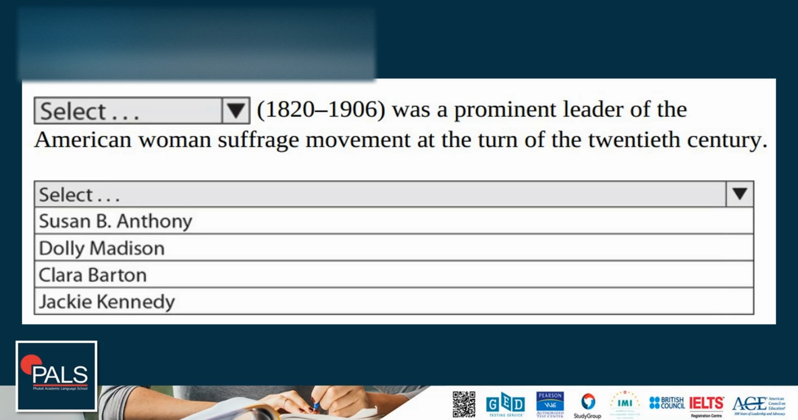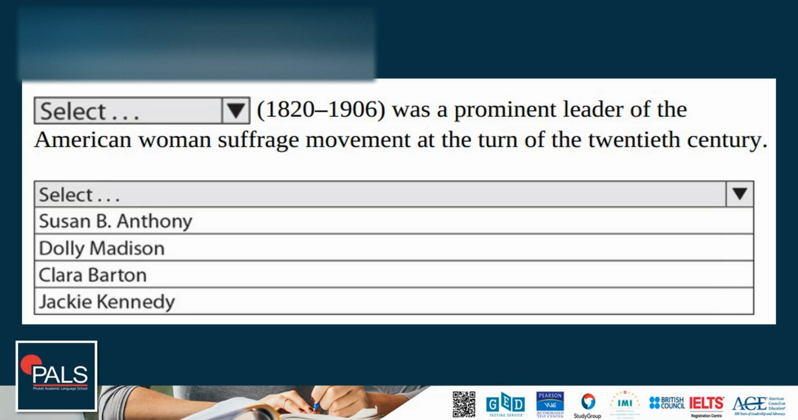Here's another example. We need to understand an era and then a key figure from that era. So we have 1820 to 1906. We don't need to know the exact date, but we can know that in this time we had the Progressive era. And it says blank was a prominent leader of the American suffrage movement at the turn of the 20th century. Turn of the 20th century, we know it's the early 1900s, late 1800s. We look through the list, we have 4 names: Susan B. Anthony, Dolly Madison, Clara Barton, and Jackie Kennedy.